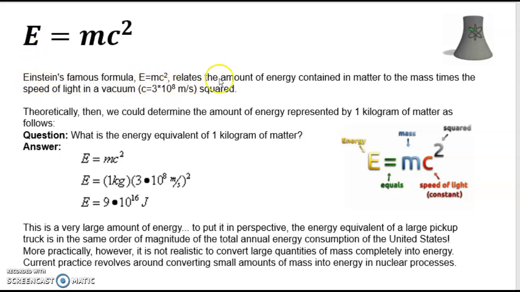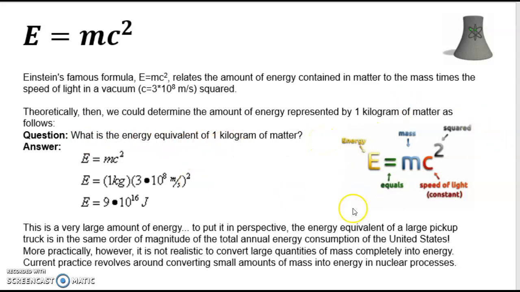Einstein's famous equation E equals mc squared relates the amount of energy contained in matter to the mass times the speed of light squared. Theoretically, then, we could determine the amount of energy represented by 1 kilogram of matter as follows. And you remember 1 kilogram is about 2 pounds. So think of something that weighs 2 pounds, something that's maybe a small textbook. Okay, what would be the energy equivalent of that amount of matter? So what is the energy equivalent of 1 kilogram of matter?